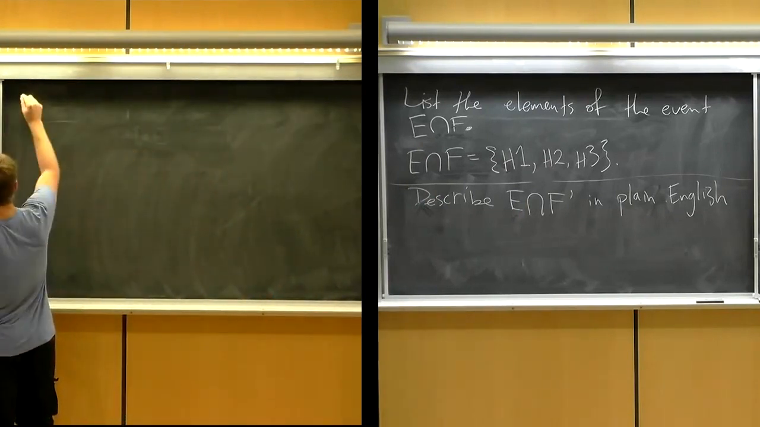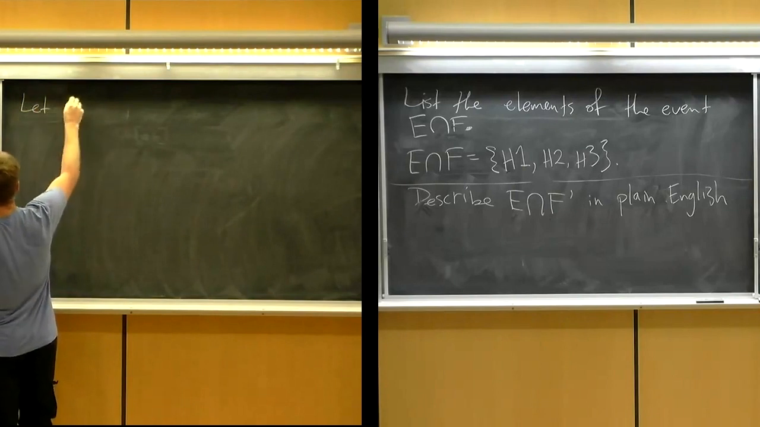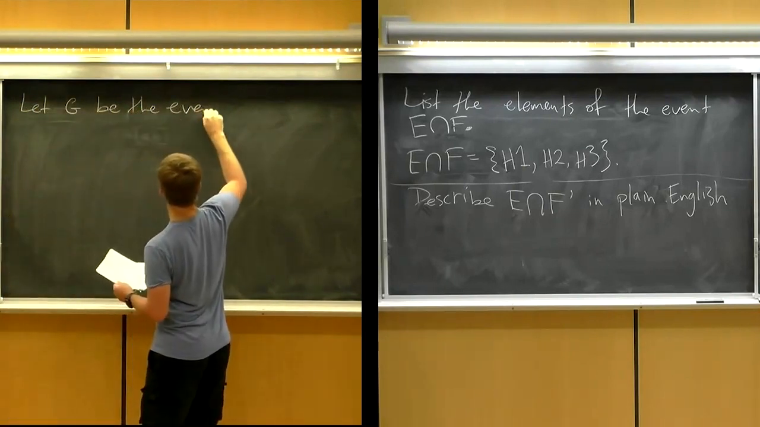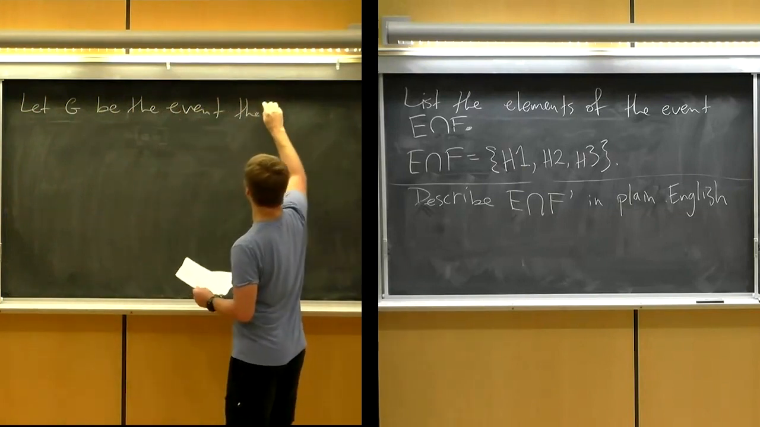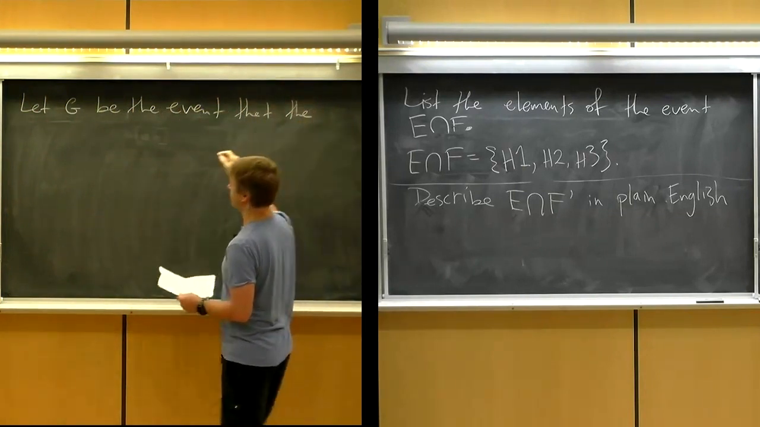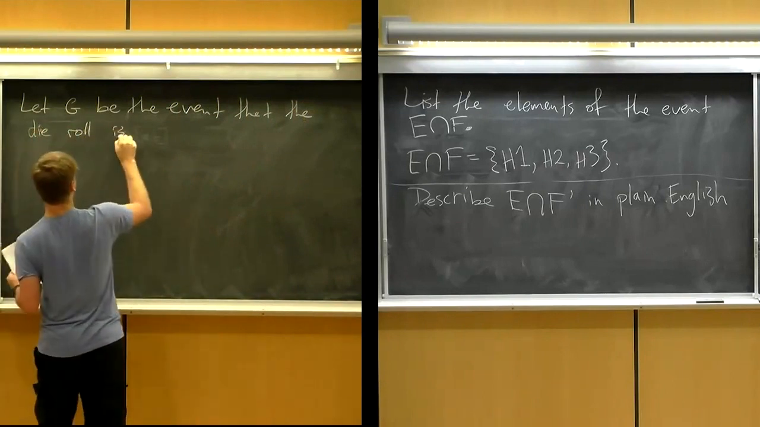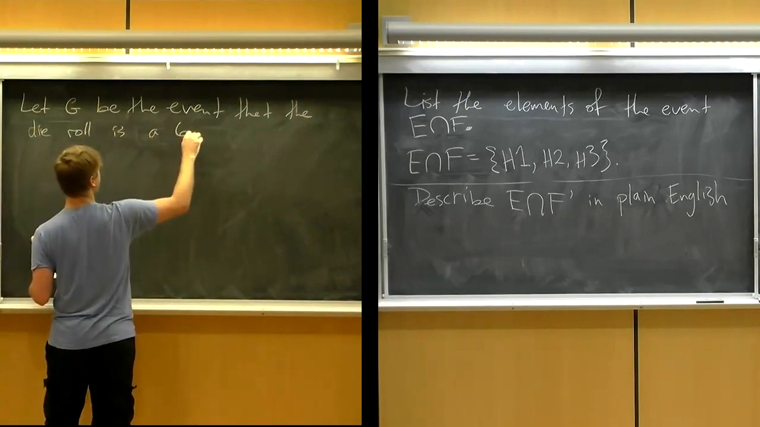So let me introduce another event. Let G be the event that the die roll is a 6.